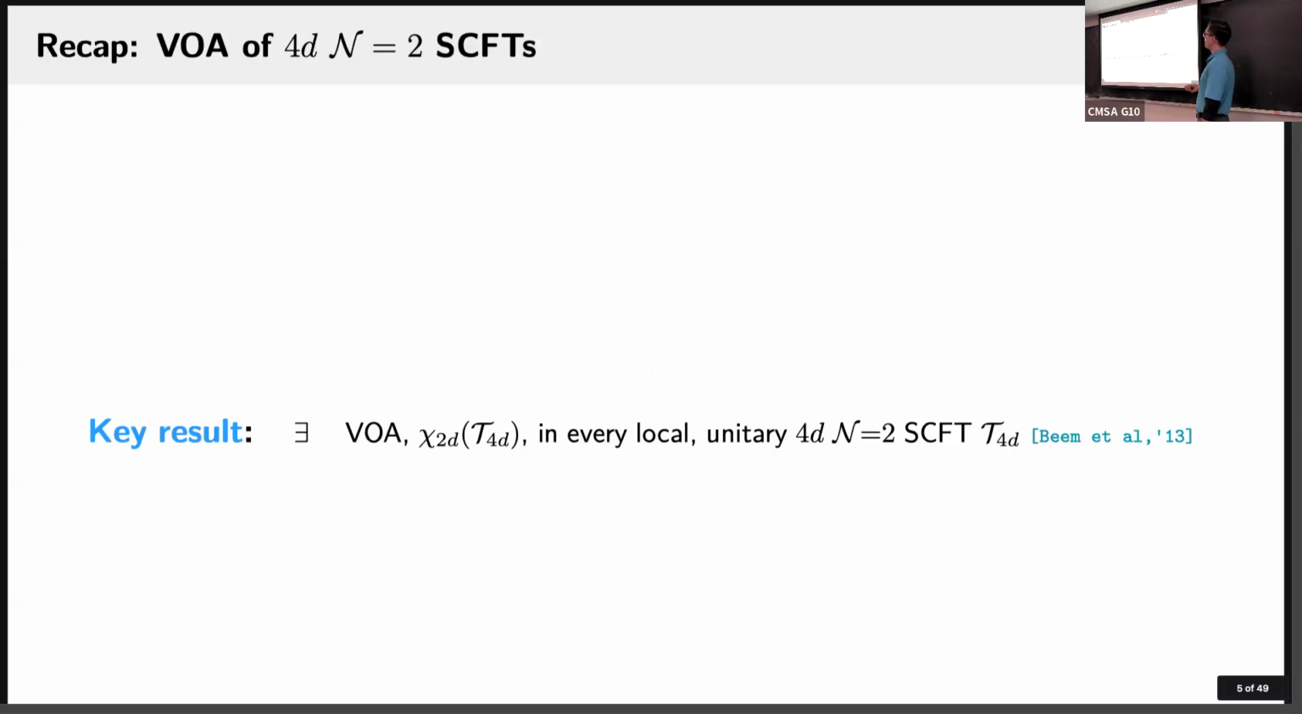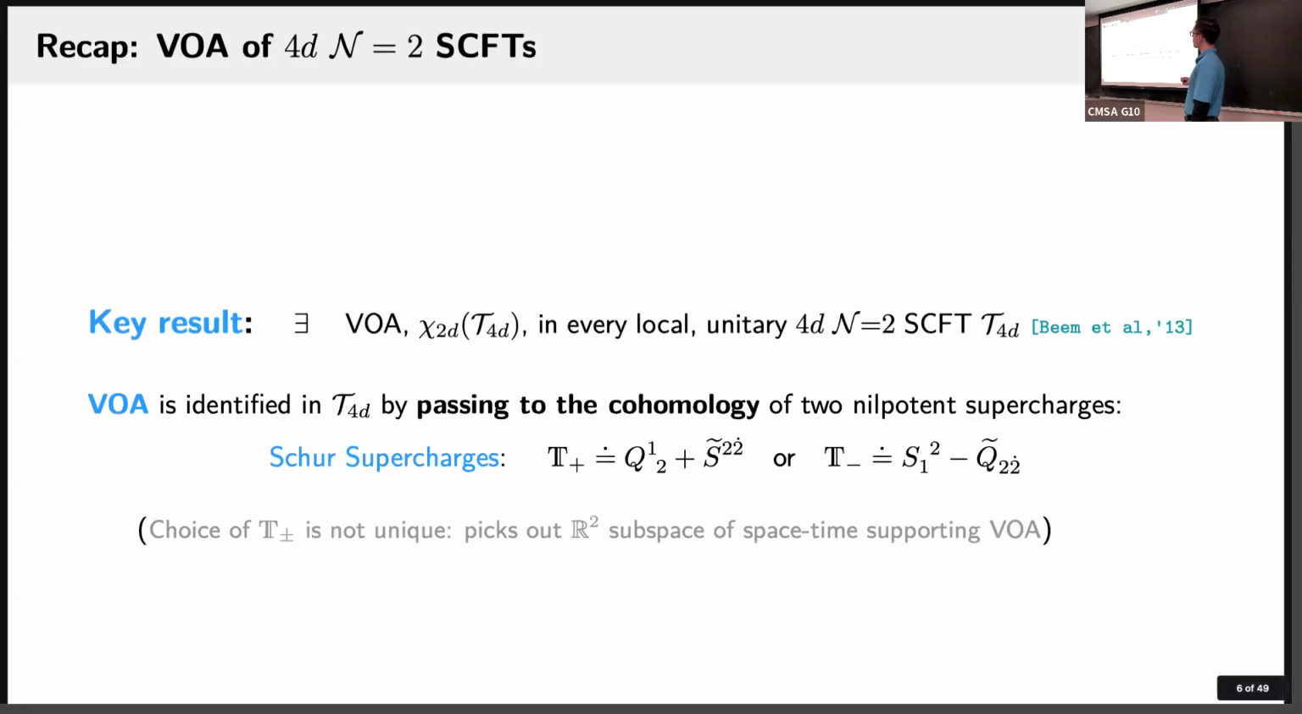Okay, so let me go over a quick recap of this local operator subalgebra with the structure of a VOA. We're building upon the following key result, which was found in 2013 by Beem and company, which is that there exists a vertex operator algebra, which I'll call throughout the talk χ_2D, in every local unitary 4D N=2 SCFT, which I'll denote as 𝒯_4D. And the way this VOA is identified within the 4D theory is by passing to the cohomology of two particular nilpotent supercharges, which are typically called Schur supercharges.